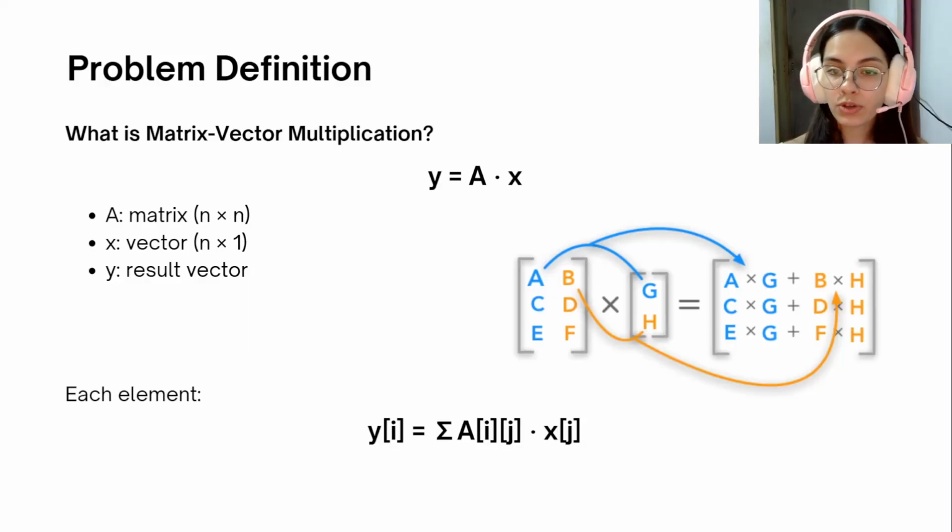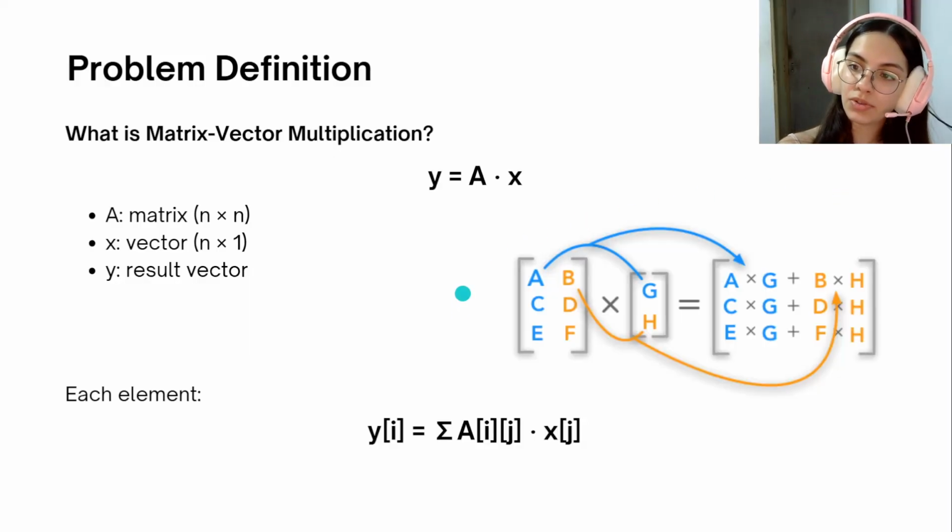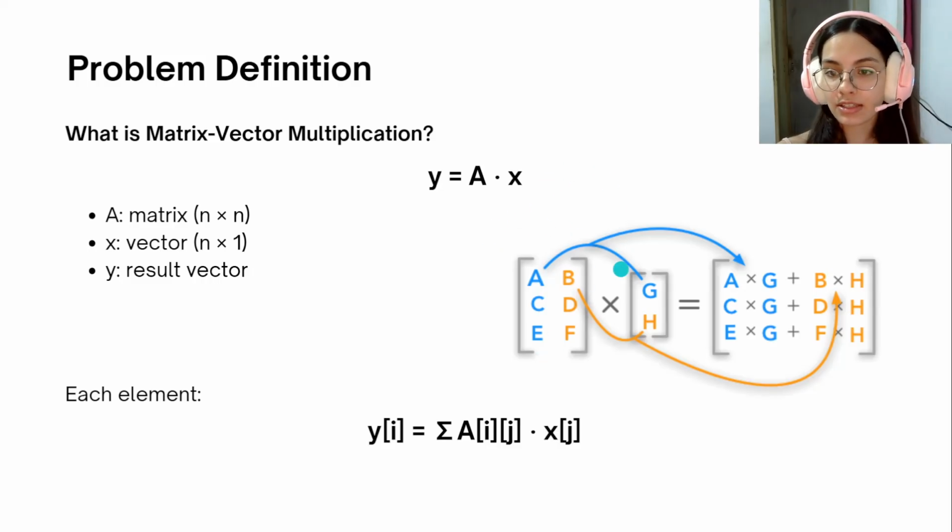We want to compute the multiplication between a matrix A and a vector X, resulting in a new vector Y. So each element of Y is calculated by multiplying a row of the matrix by the vector and summing the products, as you can see here. So each row of A generates one value in the result vector.